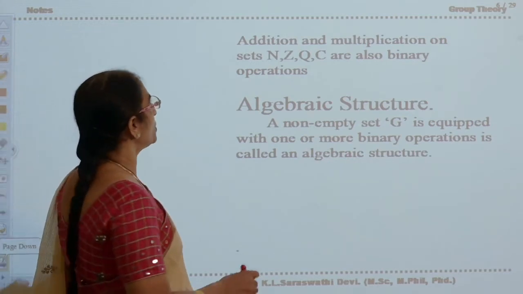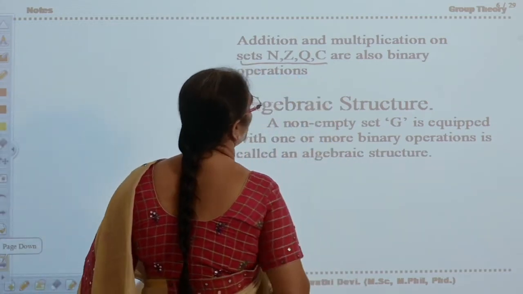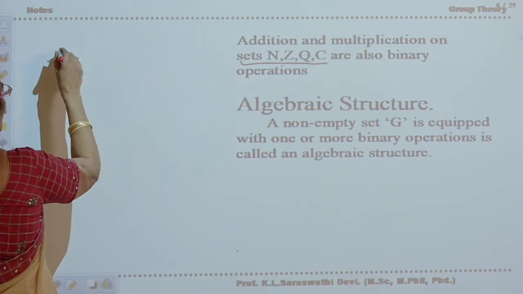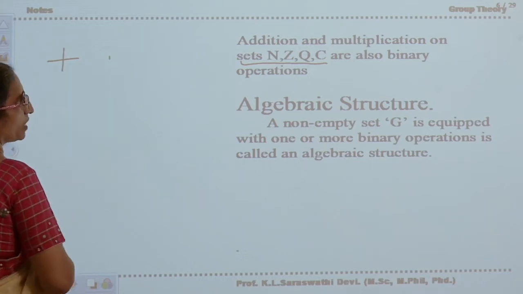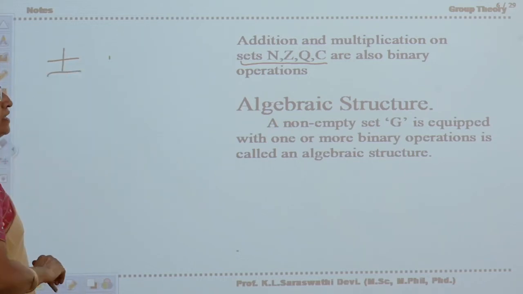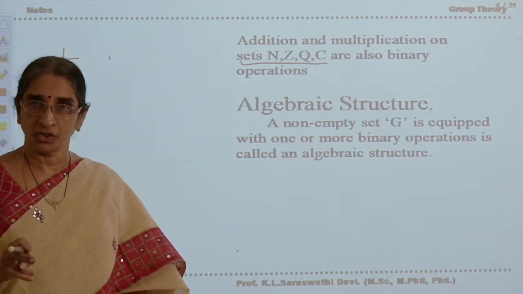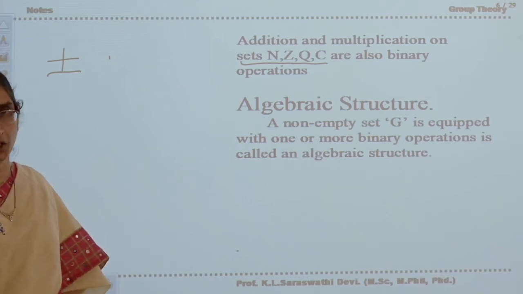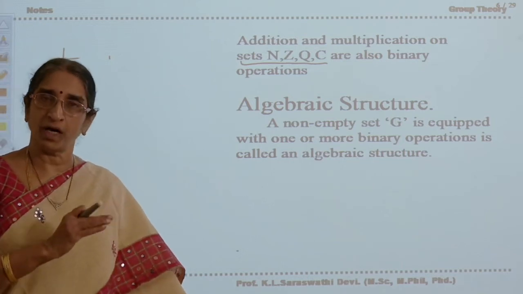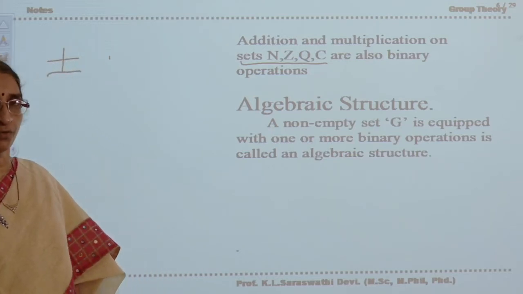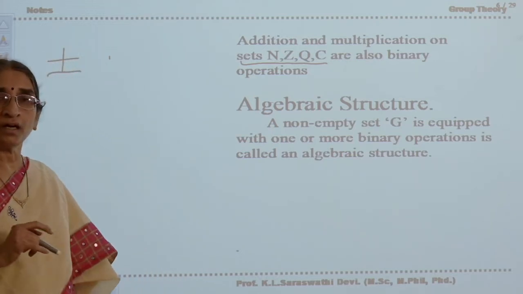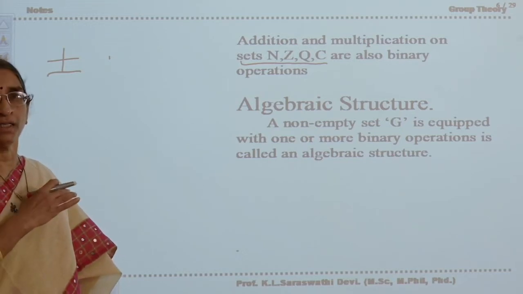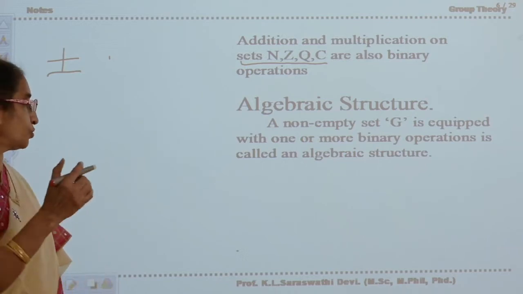Addition and multiplication on the sets N, Z, Q, C are also binary operators. Addition is ordinary addition and multiplication is dot. Addition is a binary operation on N, Z, Q, C. What is N? N is the set of natural numbers. It starts with 1 and goes on 1, 2, 3, 4, 5 and so on. Z means the set of integers, positive, negative and 0, like minus 3, minus 2, minus 1.